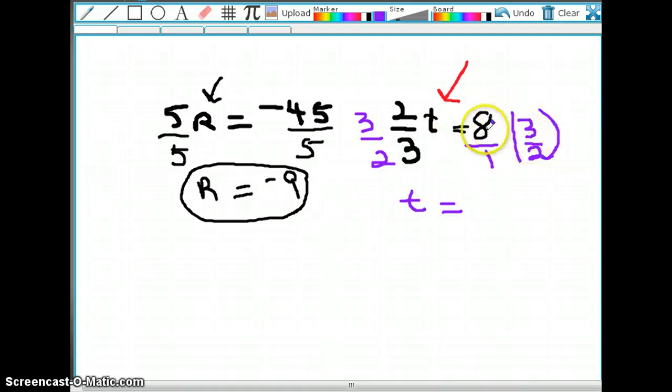multiplying across, or you can cross cancel. So let's just look at it by multiplying the 3 times 8, and you have 24 over 2. So now we can continue to simplify 24 over 2, or divide 2 into 24, and what do we have? It is 12.